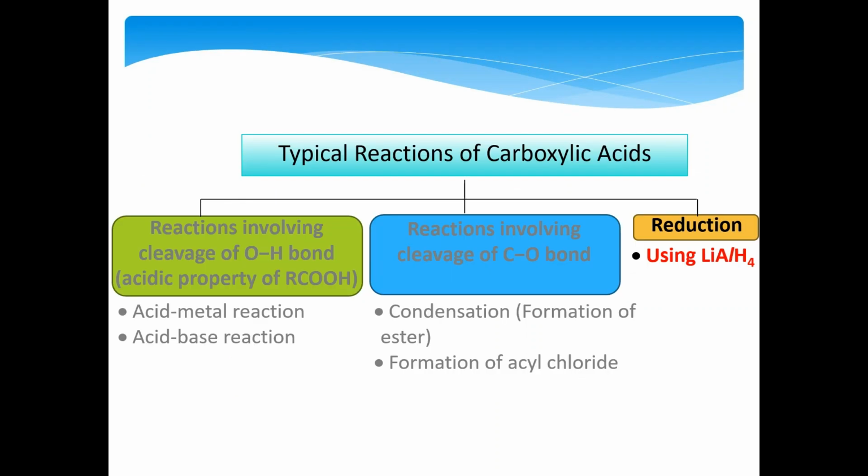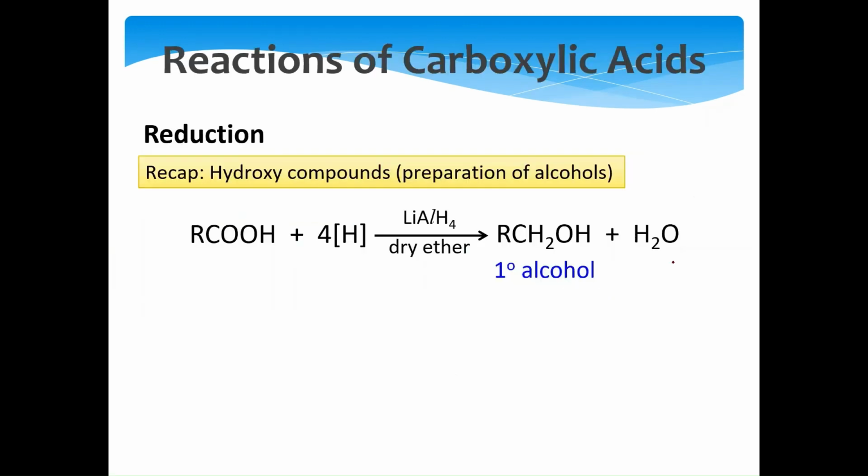The last reaction of carboxylic acid that we are going to look at will be reduction. For the reduction, we will be using the reducing agent LiAlH4, lithium aluminum hydride. In hydroxyl compounds, we have learned about how to prepare alcohols, and one of the ways described is to reduce carboxylic acid, and from there you will get a primary alcohol as the product. We'll use the reducing agent LiAlH4 in dry ether.